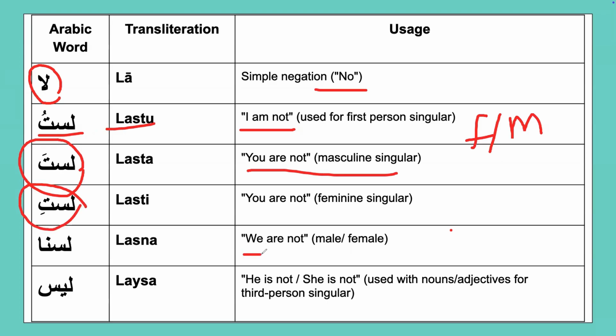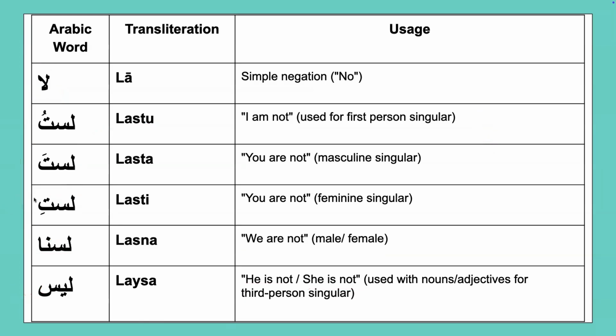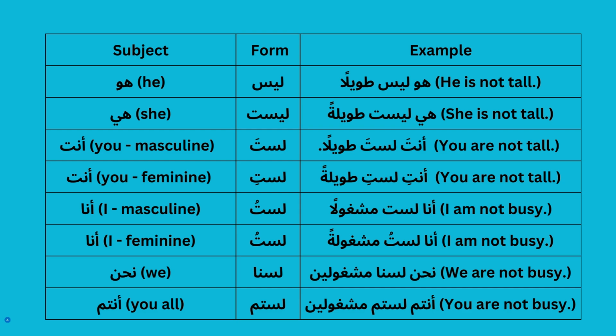And likewise, when we have to say we are not, and it's the same for male and female, we say lasna. And for he is not here, we say Laysa. And she is not here, we say Laysat. And especially it's used for nouns and adjectives. Remember it, okay? So now let's summarize all of the forms that we have learned today.